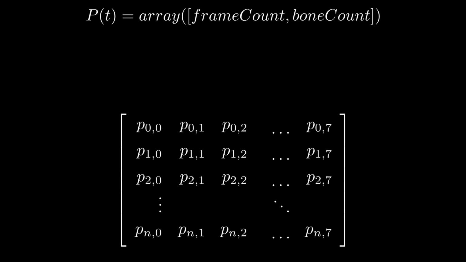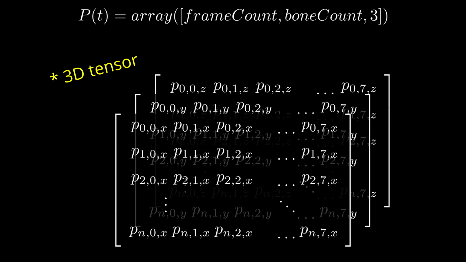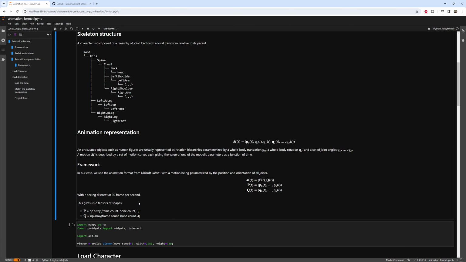And now, because all those positions are actually 3D vectors, basically all the positions will be X, Y, Z, and then you get a tensor with number of frames, number of bones, X, Y, Z for the position. And that would be the same for the quaternion. So in our case, the tensor for the position is frame count, bone count, 3, and the tensor for the quaternion is frame count, bone count, 4, because you get the W coming from the quaternion also.